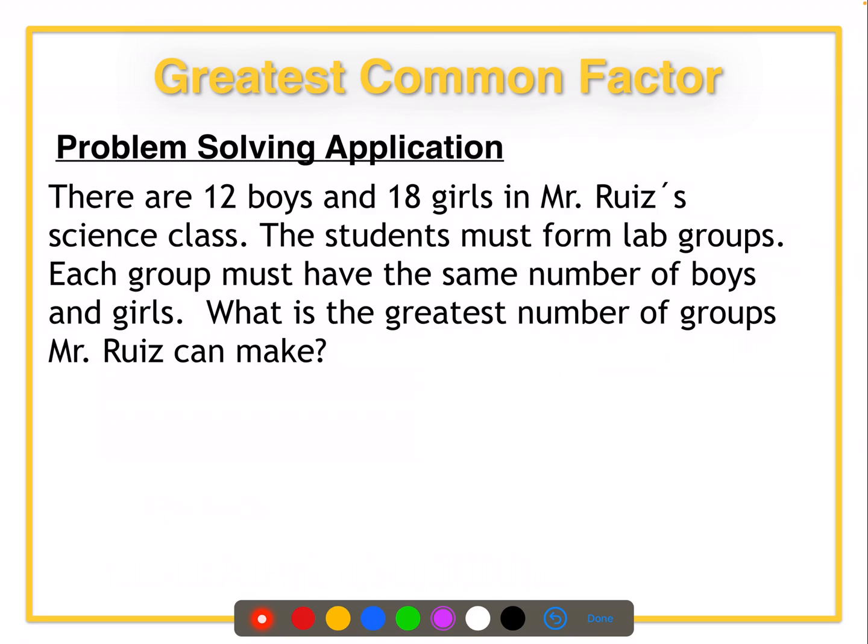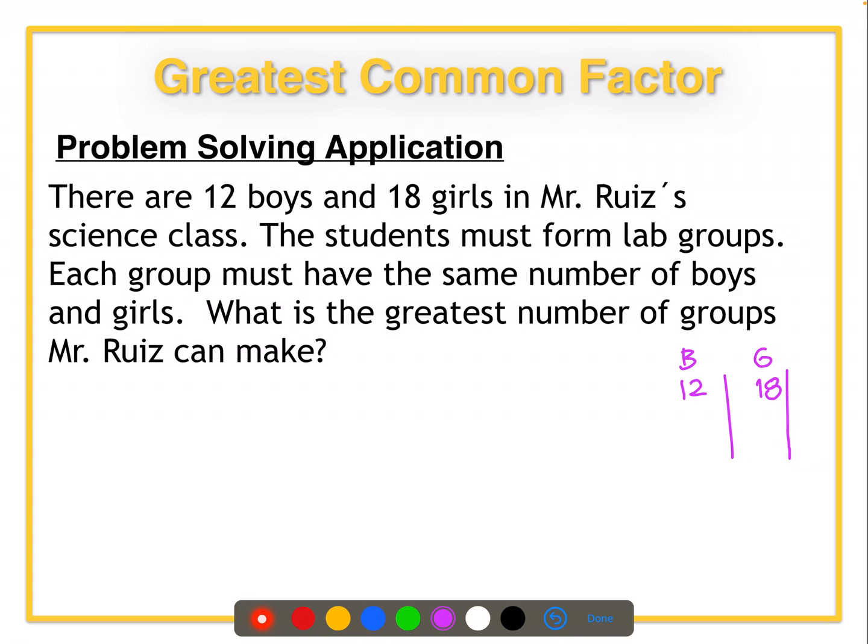Now problem solving application. There are 12 boys and 18 girls in Mr. Reed's science class. The students must form lab groups. Each group must have the same number of boys and girls. What is the greatest number of groups Mr. Reed can make? So here they're just asking us for the greatest common factor of 12 and 18.